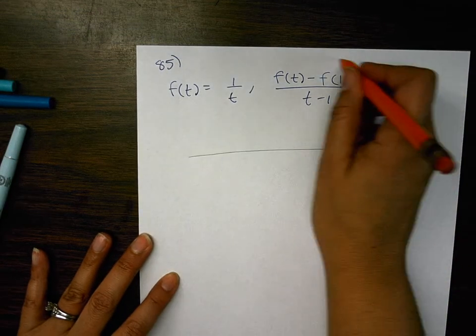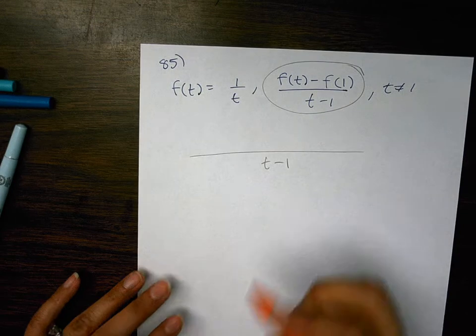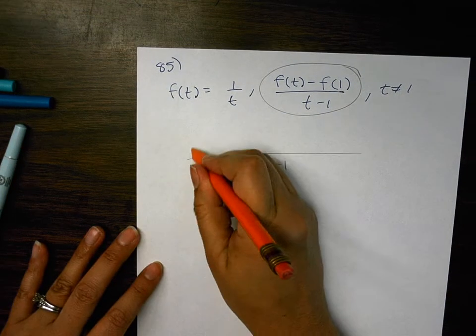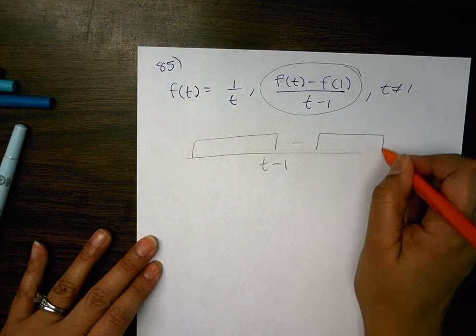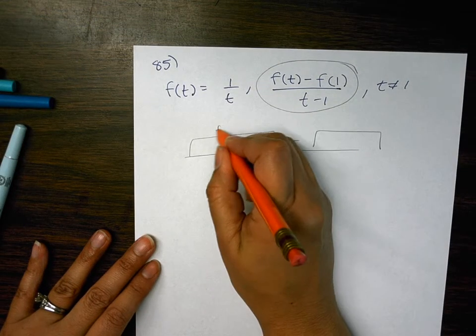Big skeleton, always a skeleton of the difference quotient piece. T minus 1 will just stay T minus 1. First part minus the second part. What is the first part going to be? F of what? F of t.